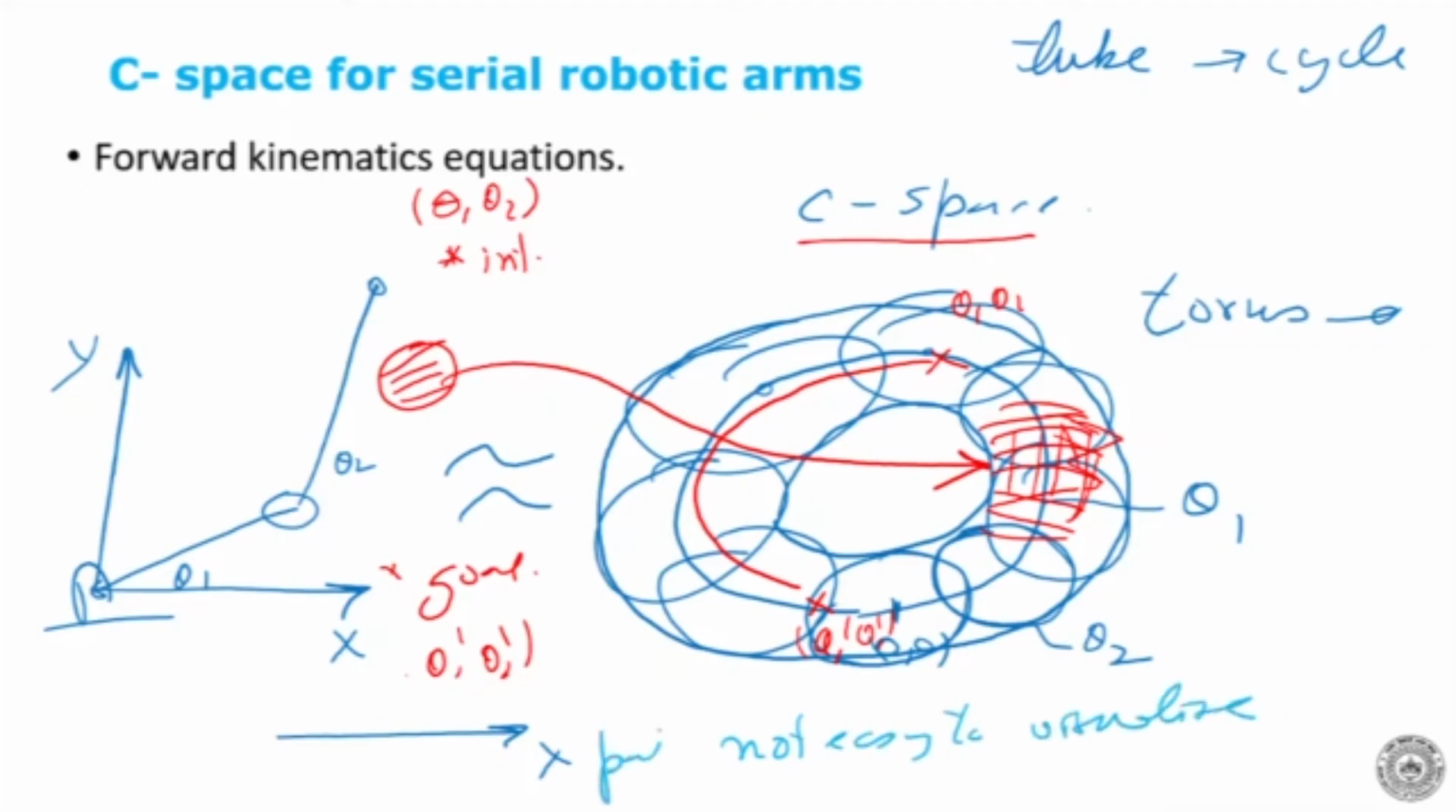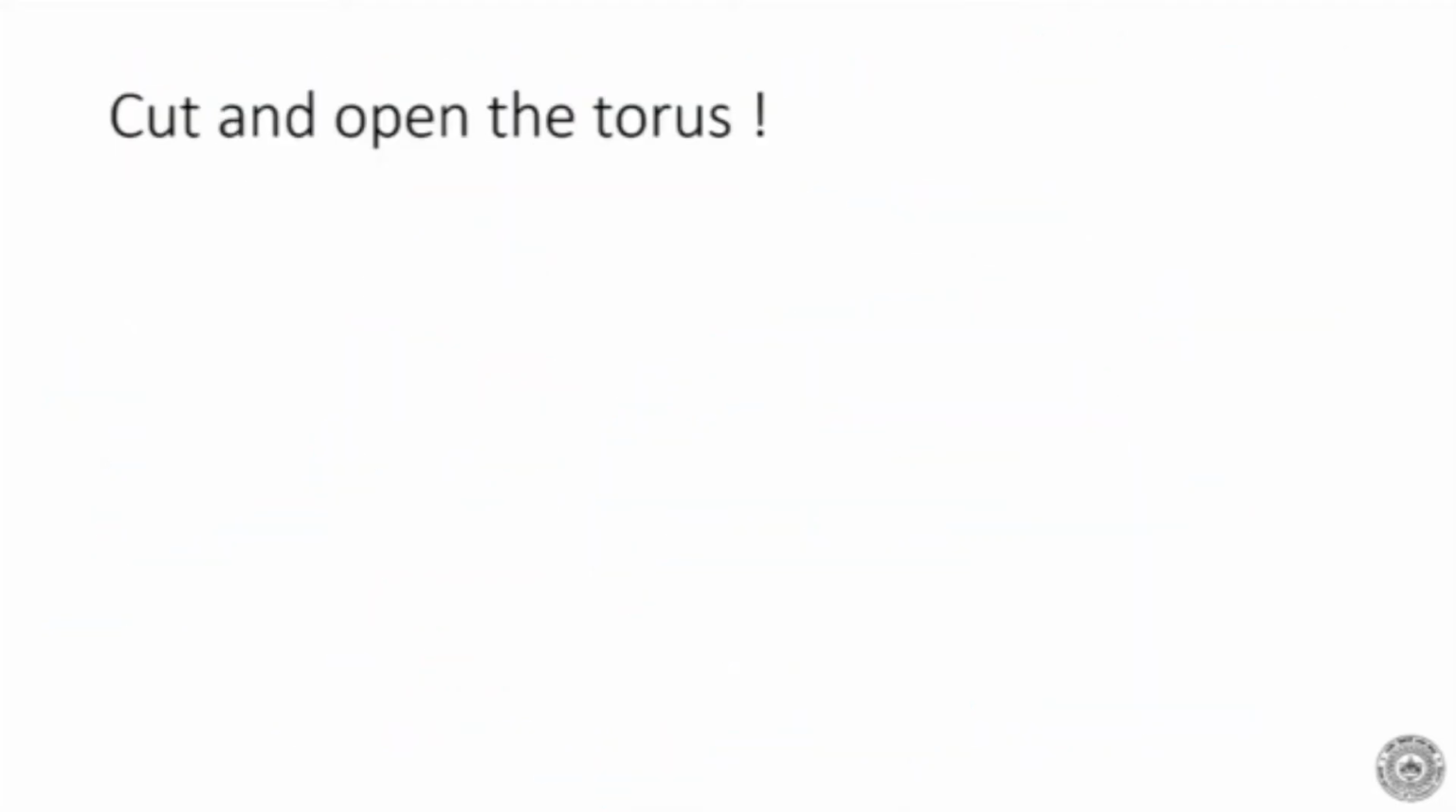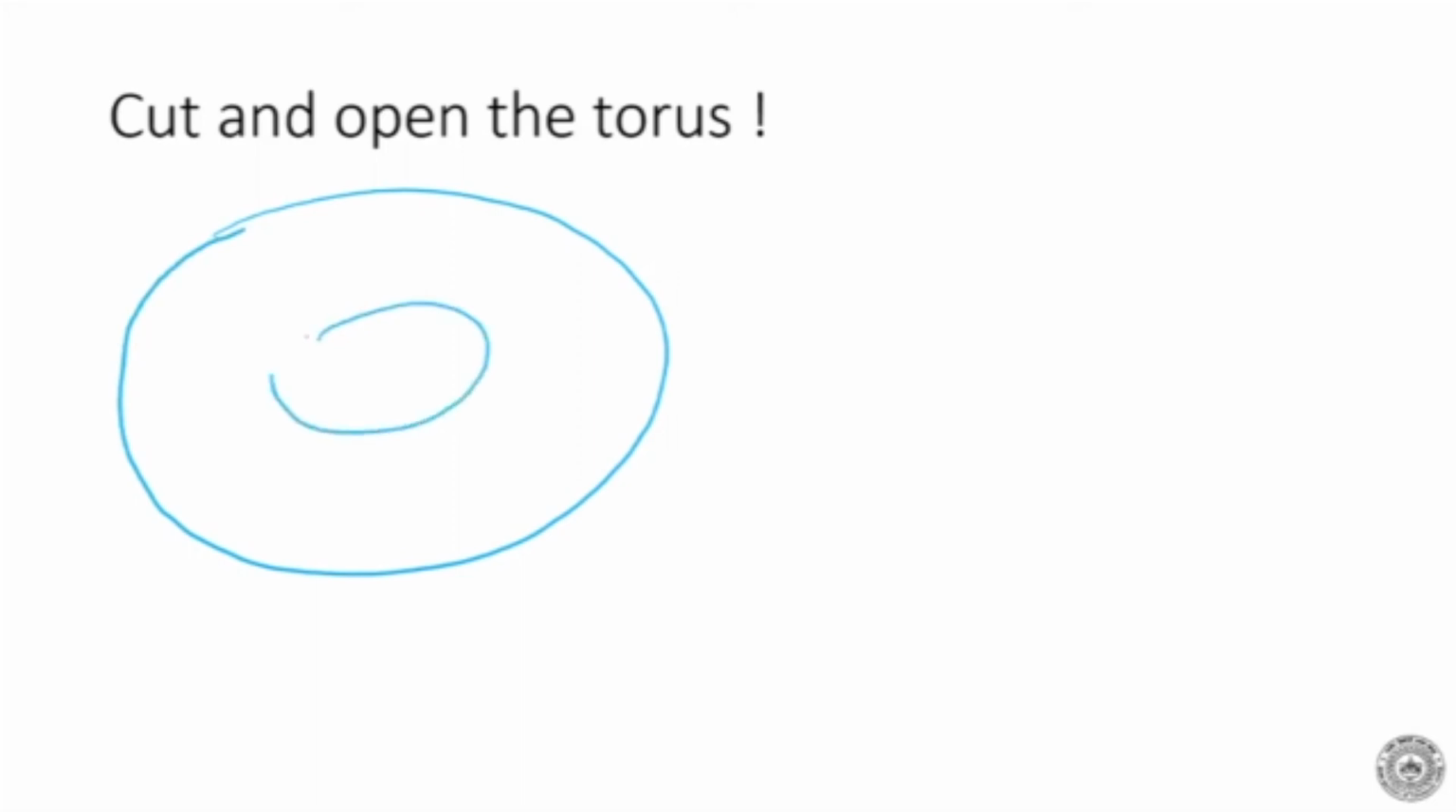So the path is not easy to visualize here, unlike in the case of a mobile robot. So what we do is take the torus, and in order to visualize it, let me draw the torus here. Okay, so this is my torus. What we do is we cut the torus. So if you can visualize this, I will cut the torus here.